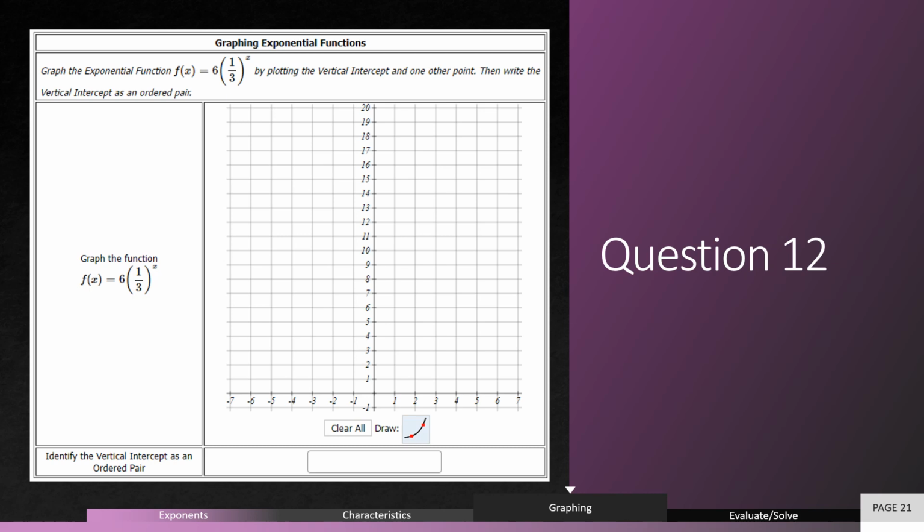So our 2 points, we do know that a value is 6. That's straight from there. So I have 0, 6. Now on this one, what I would like to do again is f of 1, because that gives me just 6 times 1/3. And 1/3 of 6 equals 2. So this is definitely a decay function. Again, when you click in, you will get that curve and it's going to go downward. But those would be the 2 points you need to get that graphed.